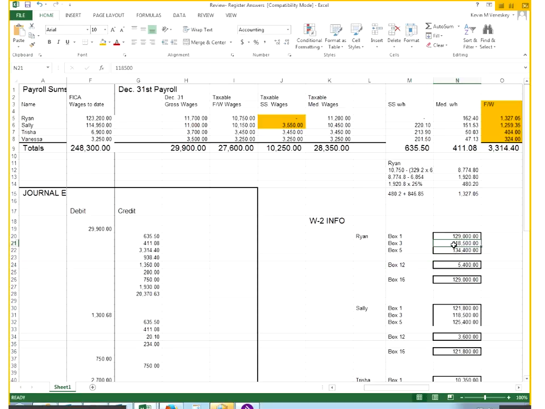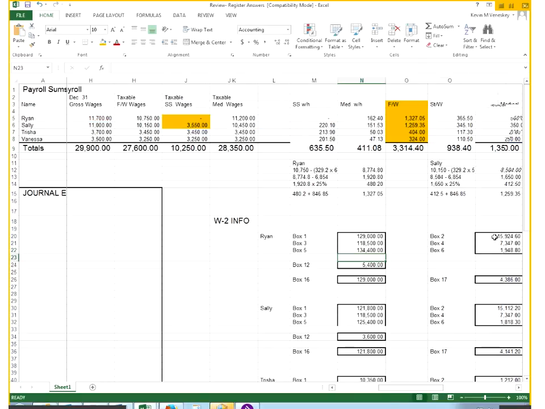Do the same thing for, well, not the same thing exactly, because I know box 3 is going to be capped at 118.5. It can't go over that. Same with Sally here. She went over the cap, so we're stopping at 118.5. Medicare was done the same way as box 1. Go to the FICA wages plus the Medicare wages.